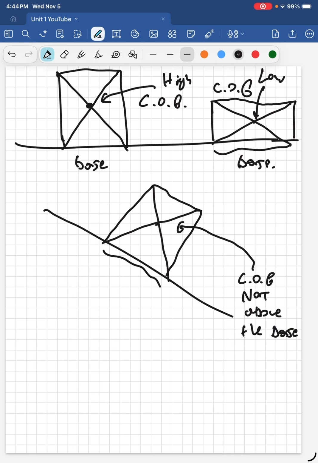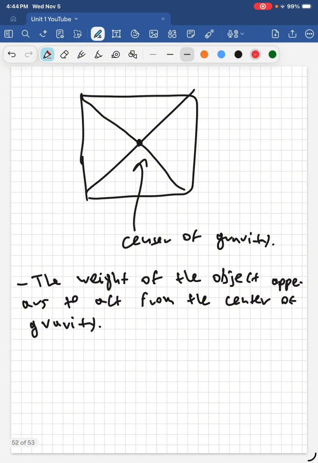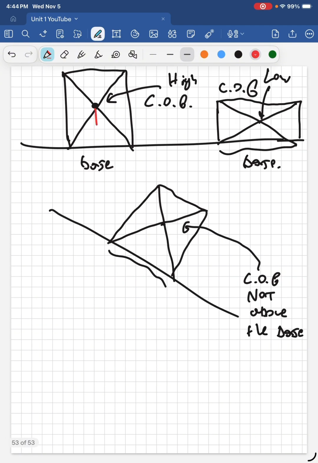In other words, remember the weight? We said that the weight of the object appears to act from the center of gravity. So in this case, the weight is perpendicular to the base pretty much, okay? But in this case, it's not, okay? So it creates a torque, okay? And maybe the object will topple, will fall, okay? This is the significance of the center of gravity, all right? And we will hopefully see some examples through the past papers.